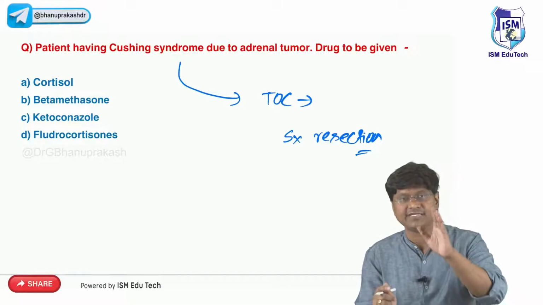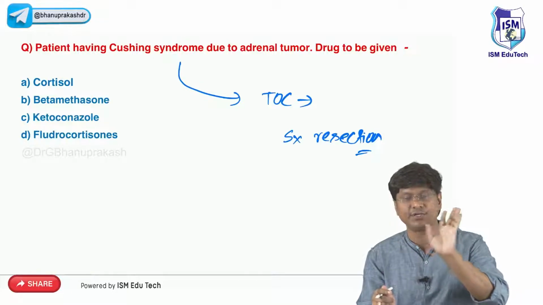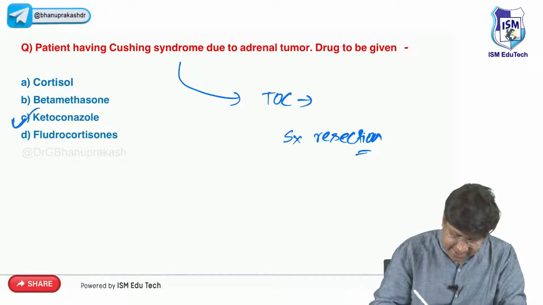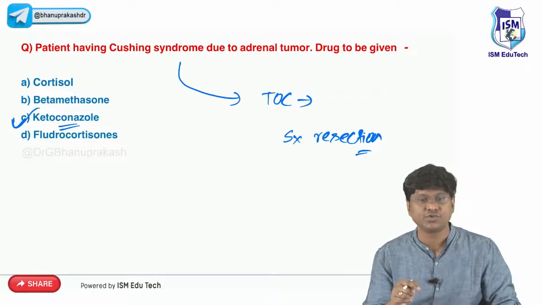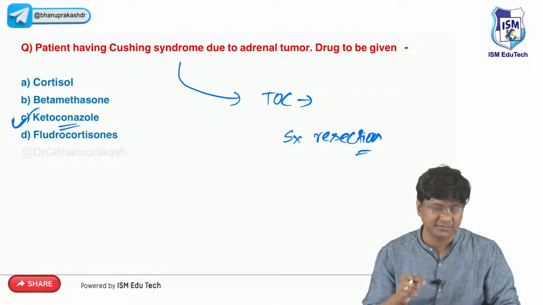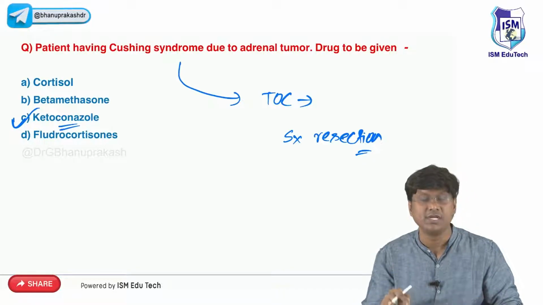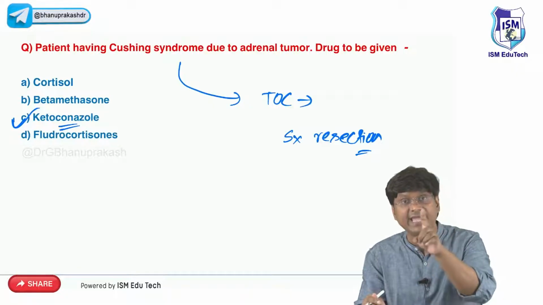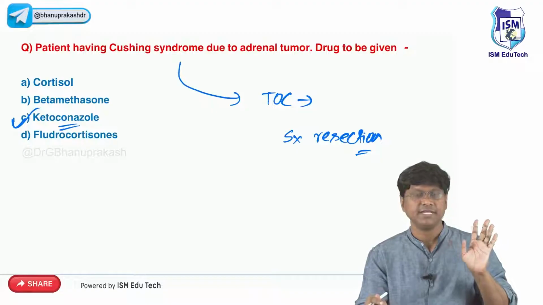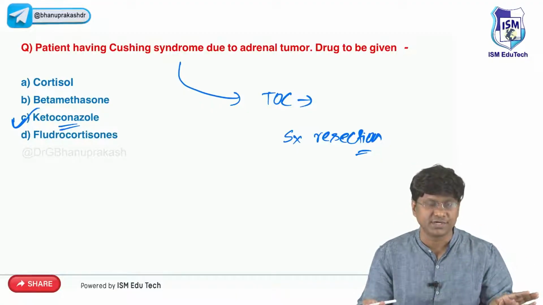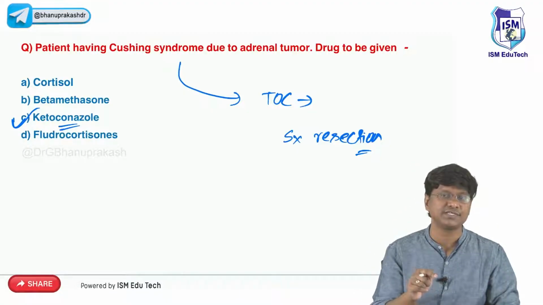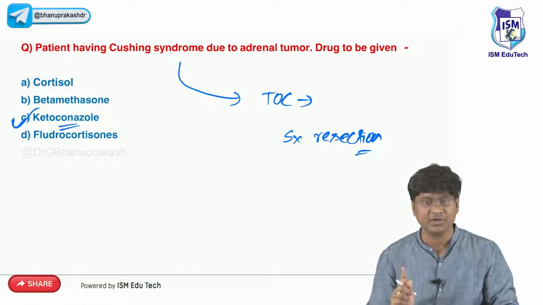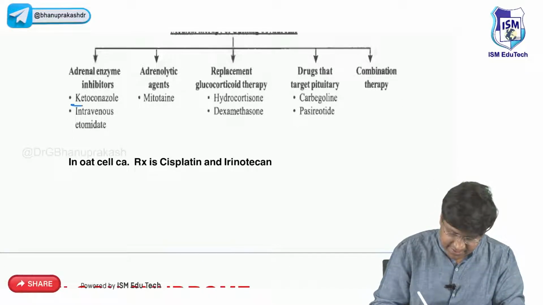But if the individual is having contraindications for surgery, then you need to give medical management. And what is the drug of choice for that? The drug of choice will be ketoconazole. And what is ketoconazole? Ketoconazole is an antifungal drug. But why are we giving an antifungal drug in Cushing's? Because ketoconazole also causes adrenal enzyme inhibition, thereby the corticosteroid synthesis does not occur. So that is the reason why ketoconazole is considered the drug of choice. It will cause medical adrenalectomy. So it's an adrenal enzyme inhibitor.